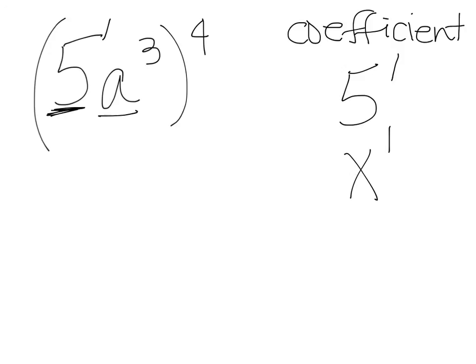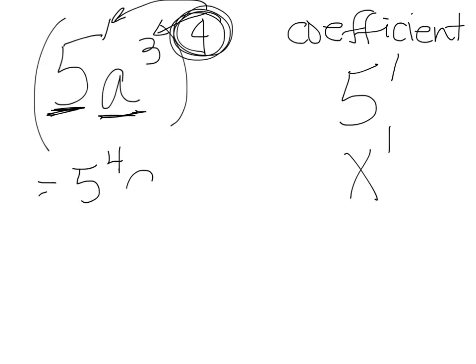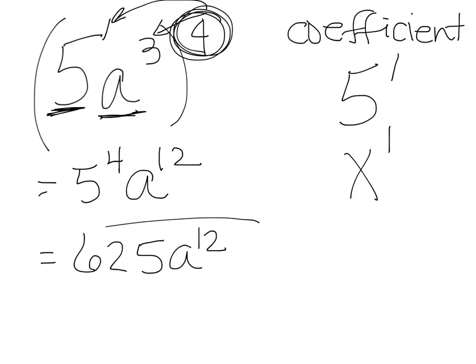So now, I need to take this 4 and I need to multiply it by 1 and by the 3. And so this would come out to be 5 to the 4th times a to the 12th, and your calculator would tell you that 5 to the 4th is 625 a to the 12th. And that would be the simplified answer.